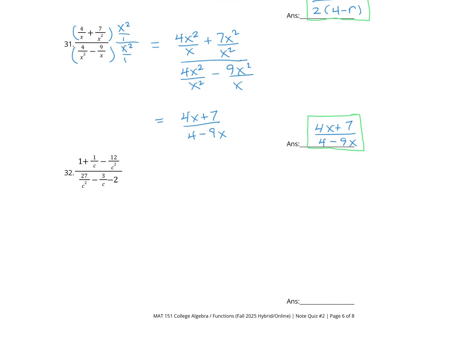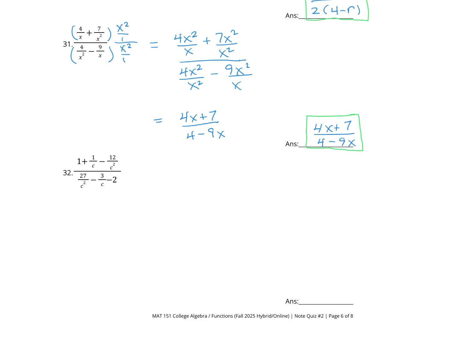For our next problem, I once again want to find something I can multiply the top and bottom by to cancel out my fractions. And for this problem, it's going to be c squared. And again, we're going to put it over 1 to keep everything lined up nicely. Once again, distributing, that c squared, it's going to hit all 3 of those. And this c squared is going to hit all 3 of those.